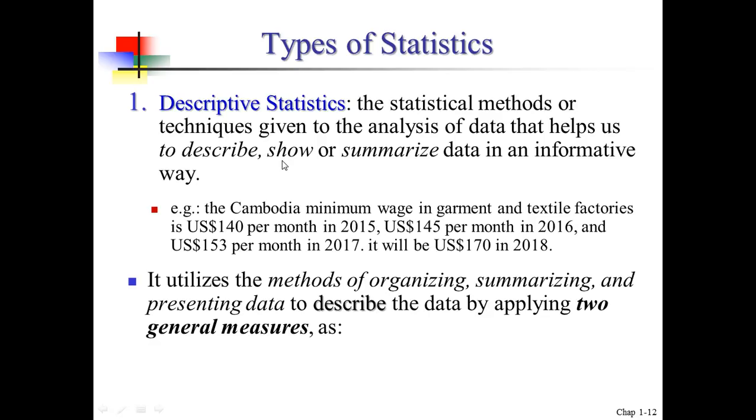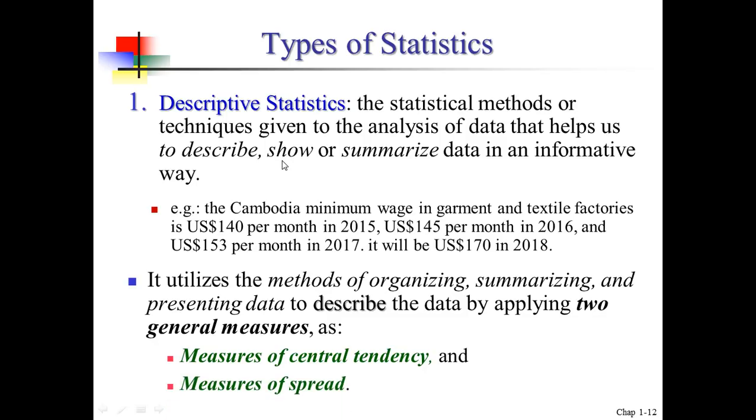Two general measures. One, measures of central tendency. The other one, measures of spread. You already took this one. Measures of central tendency was about mean, median, mode. Measures of spread is about deviation, standard deviation, variance.